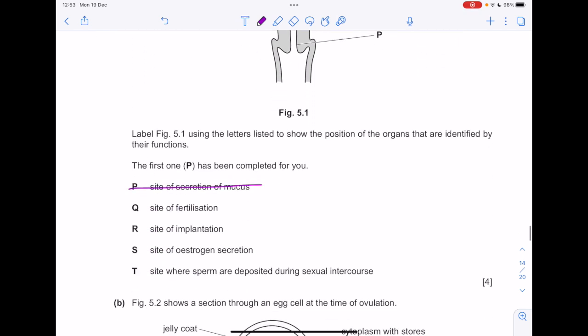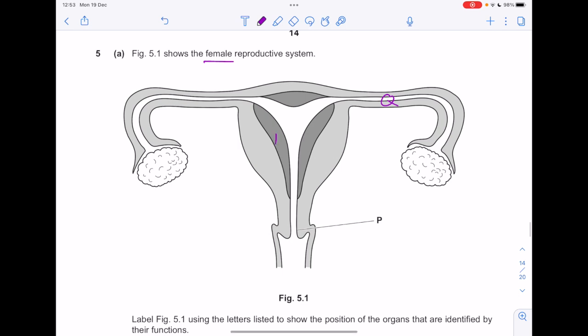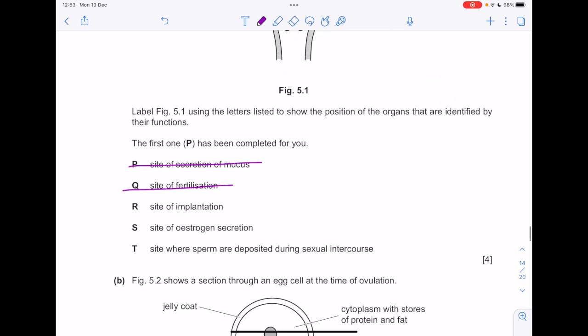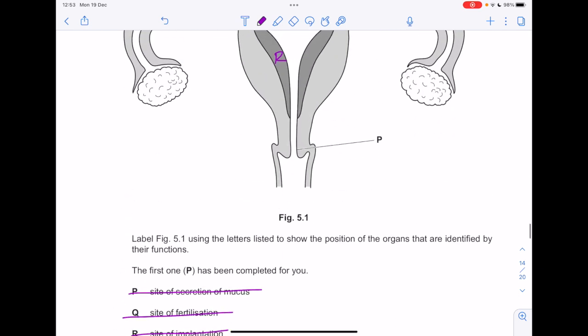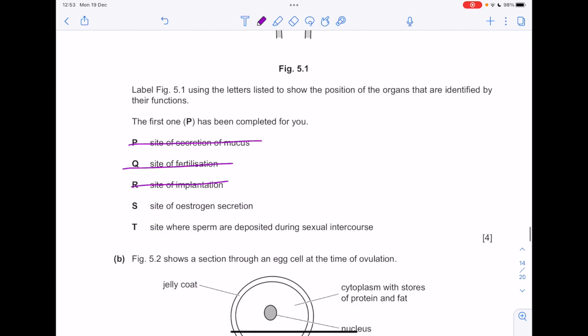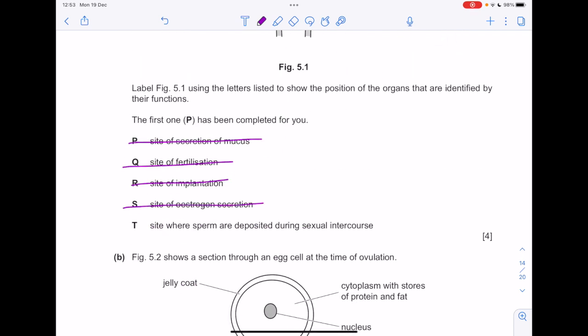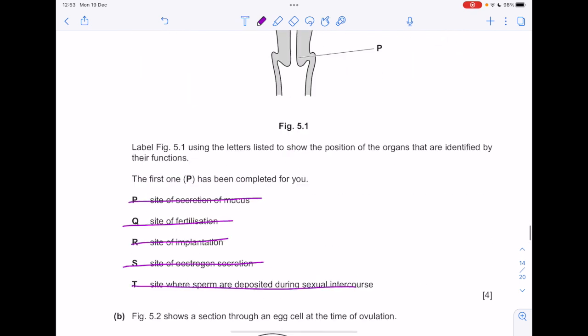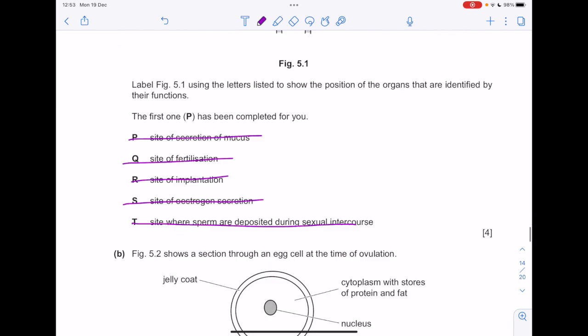So pick either the left or right side. R is the site of implantation, so that's the lining, the endometrium of the uterus. S is the site of estrogen secretion, which is one of the ovaries. T is the site where sperm are deposited during sexual intercourse, so we need to label the vagina.